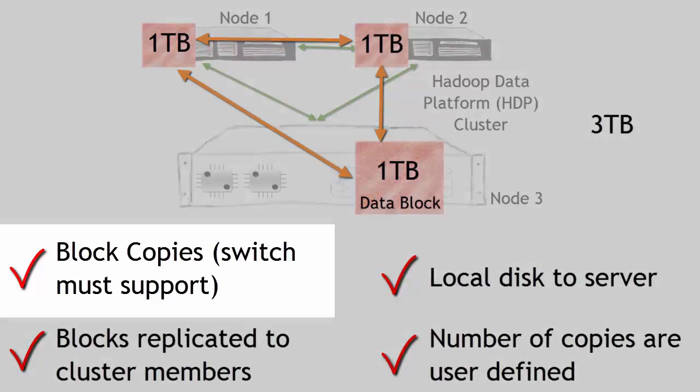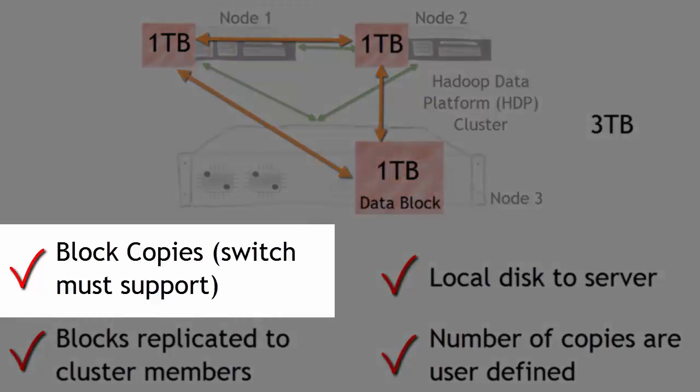Now, one thing to make sure of when you're building out this architecture is make sure that your switch supports block copies. All right, so make sure the switch fabric itself supports block copies, because that top of rack switch is going to communicate between those nodes.